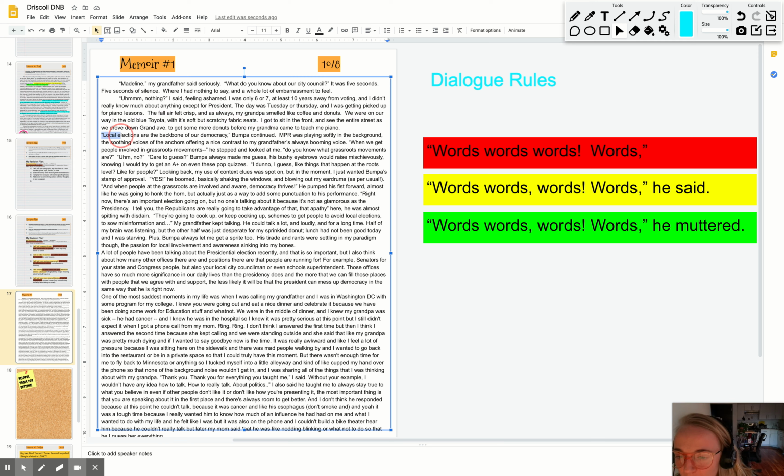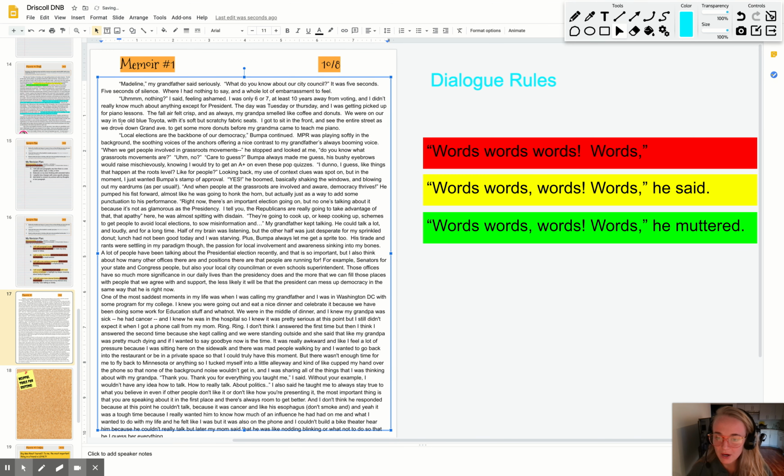Okay, I have my quotation marks and my commas properly placed. But now it's Bumpa. That's what I call my grandpa, because I couldn't say grandpa. Now it's my grandfather speaking. So the last person to speak was me. That means new person, new paragraph.